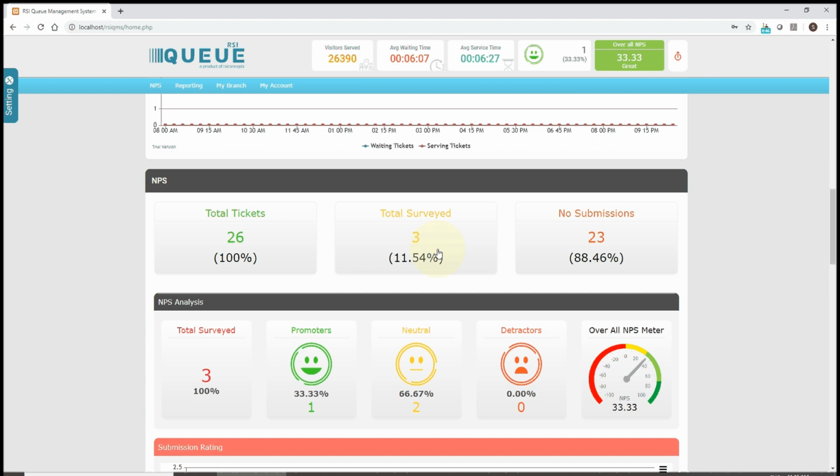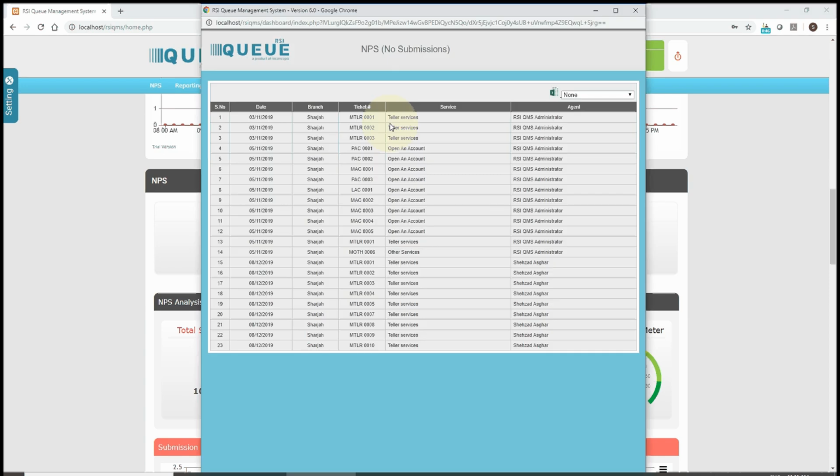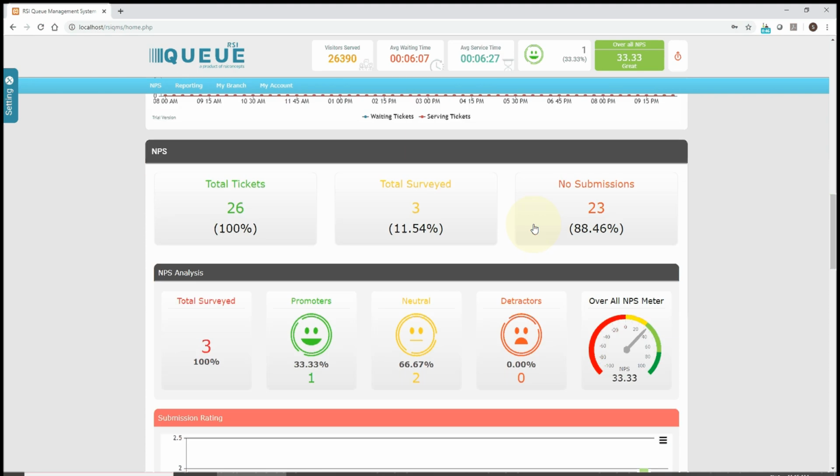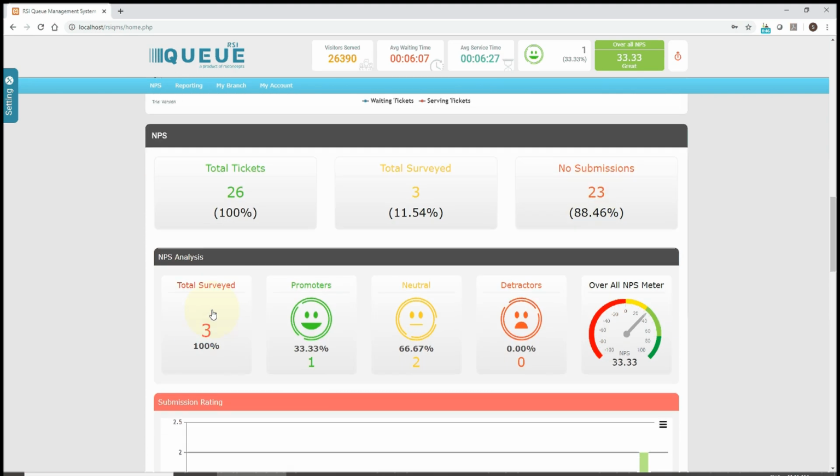So there is total surveyed and there is no submissions. You can click and you can get to see the tokens and the agents for whom the submission was not given. So from the total surveyed 3 that we can see here, 3 tokens were given.